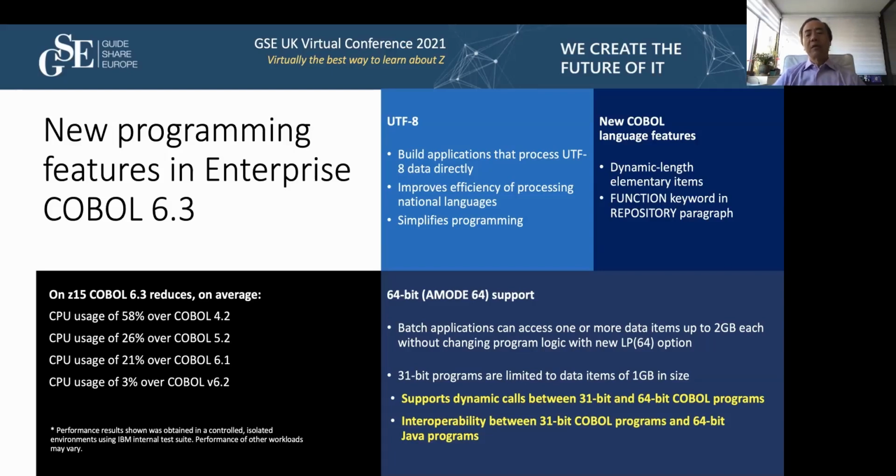We also have put in the support for 31-bit COBOL programs calling 64-bit Java programs, because currently a lot of customers are using 31-bit Java simply because these programs need to interoperate with COBOL programs. So this is no longer the case, because we know that 64-bit is the norm now for Java programs. So now you can actually use 64-bit Java and have 31-bit COBOL applications interoperate with it.